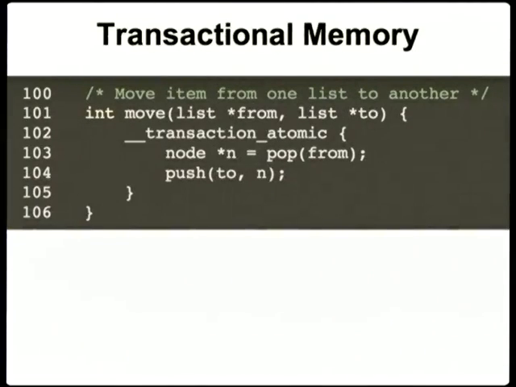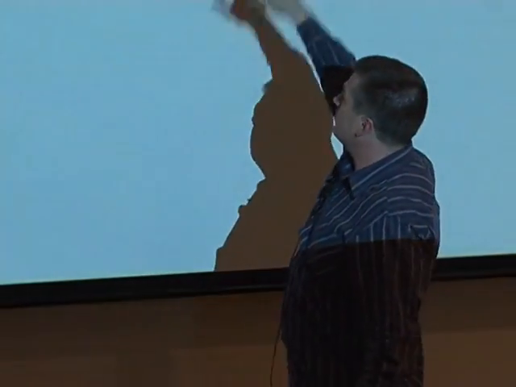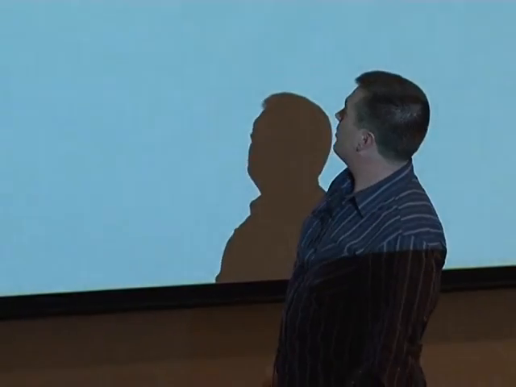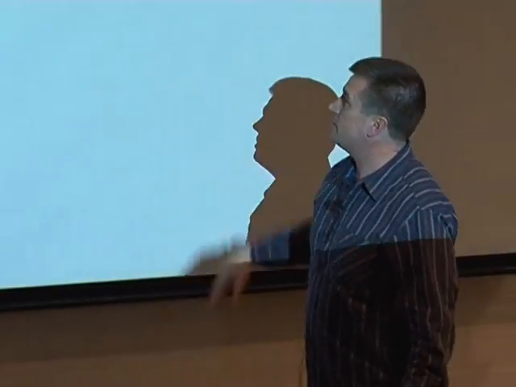So this is code that will compile under GCC 4.7. In this particular case, it was moving things from one list to another. Take a couple of pointers to lists into my little function. And all I do is I add this keyword, underbar, transaction atomic with curly braces. Everything inside those curly braces, the compiler and the runtime assumes that I'm not going to conflict with anybody else. It just goes ahead and does it. But it keeps track of what memory I'm reading and writing.